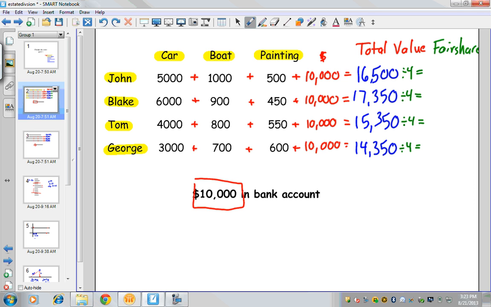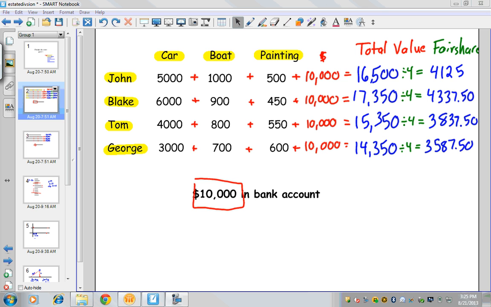So once again, I'm going to go ahead and pause it so we can get quick calculations on the fair share. And when you do get your decimals, which you probably will, go ahead and round to the nearest hundredth, which is 2 places after the decimal point, because we are dealing with money.